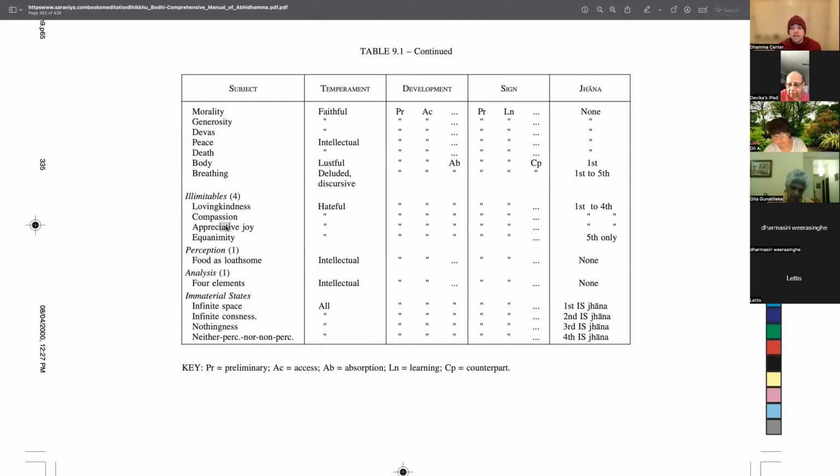Metta, mudita, karuna, all up to the fourth jhana. Upekkha can reach up until the fifth jhana. Right? Upekkha bhavana.